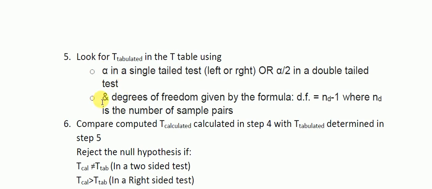And then degrees of freedom is given by the formula: degrees of freedom is equal to nd minus 1, where nd is the number of sample pairs. So here we are not using the term n, which is the sample size, rather we are using the term nd, which is the number of sample pairs. Basically the total size of the sample is divided by 2, which gives us the value of nd, or if it's given directly, we use the value of nd directly.